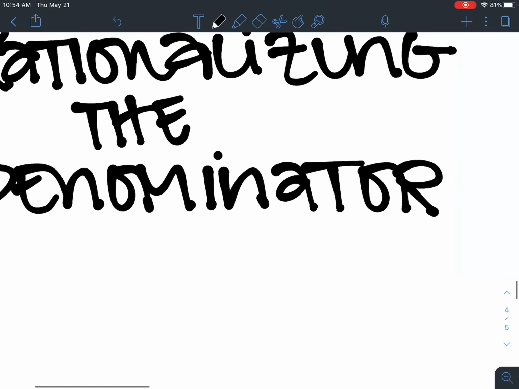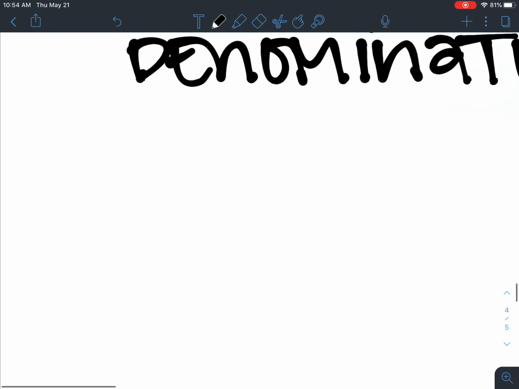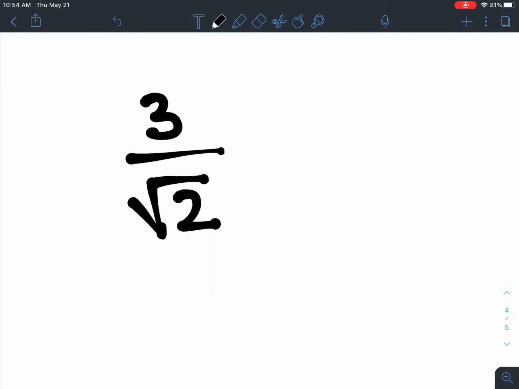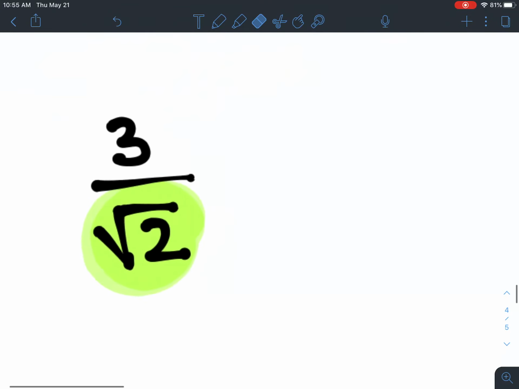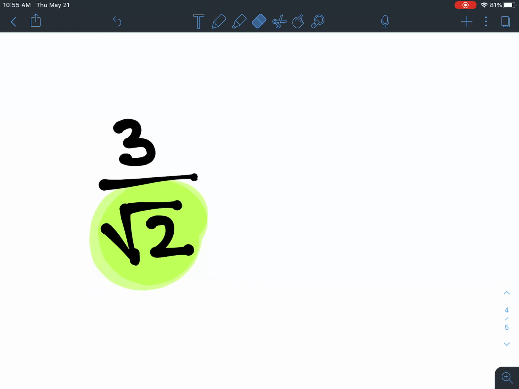So, what rationalizing the denominator means is, let's say I have something like this: 3 divided by the square root of 2. You are not allowed to have a square root on the bottom of a fraction. I don't exactly know why. It's just a rule in math, but you're not allowed to have it. So we have this strategy called rationalizing the denominator that is going to remove that square root, but still not change the value of that fraction.